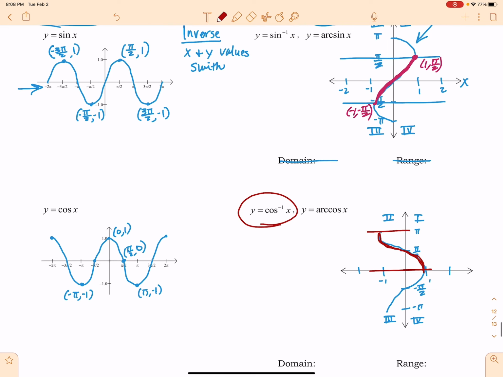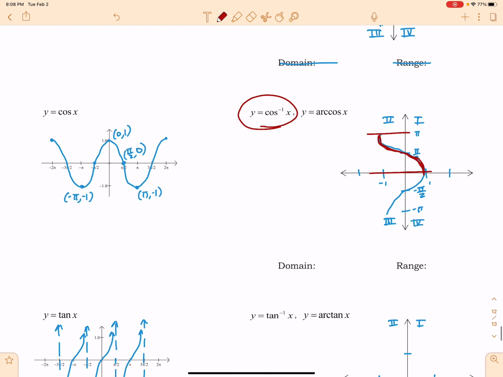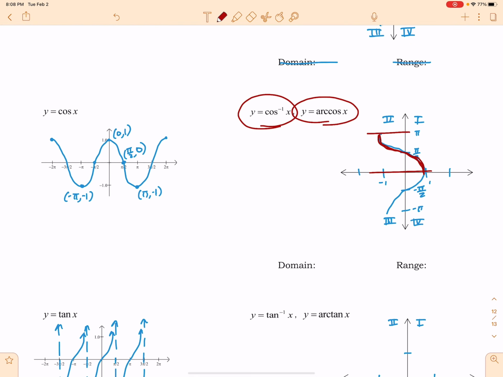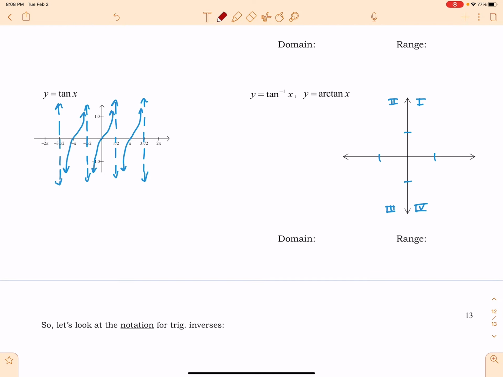Okay, and I didn't mention this before, but I want you to recognize that inverse functions look like this: y equals sine to the negative 1 of x, or y equals arc sine x. These mean the exact same thing. So again, for cosine, that's what they would look like. We are going to talk about inverse for tangent because we don't have to graph these. We are just using them to find values.